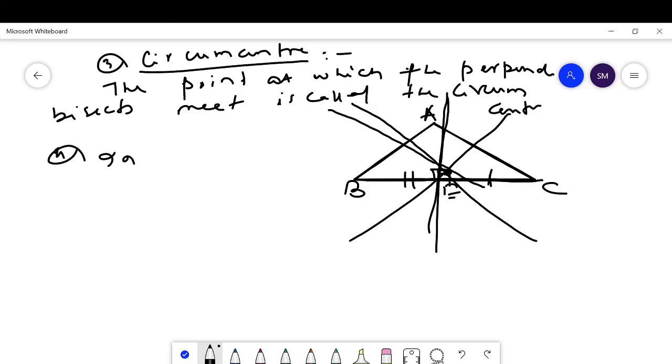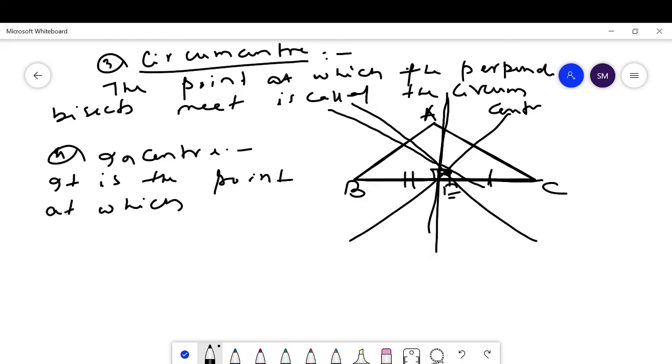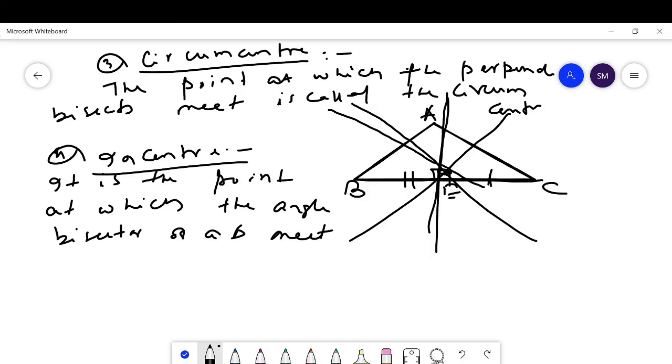Okay, then what is the incenter? The incenter of a triangle is the point at which the three angle bisectors of a triangle meet. The incenter is the point at which the angle bisectors of a triangle meet. This is called the incenter of the triangle. Okay, then all these are properties of a triangle.